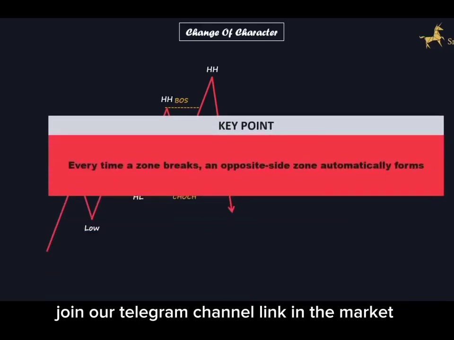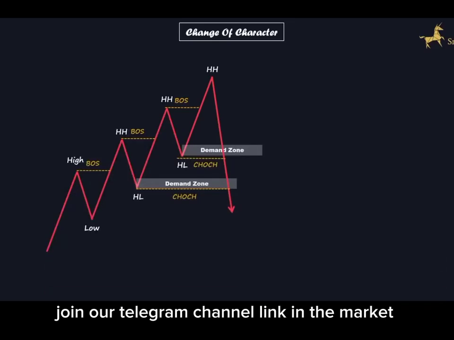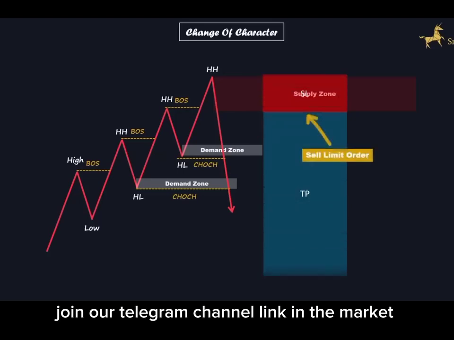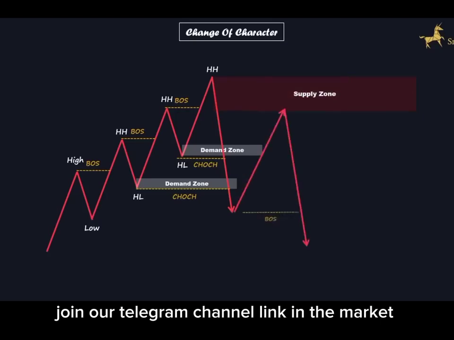Please consider this crucial point. Every time a zone breaks, an opposite side zone automatically forms. Since price has broken several demand zones, a supply zone has been created at the extreme. Therefore, our expectation is for the price to push higher toward the extreme supply zone. If the price reacts to this zone, we can enter the market by placing sell positions. Our anticipation for the price is to form successive bearish breaks of structures to the downside.